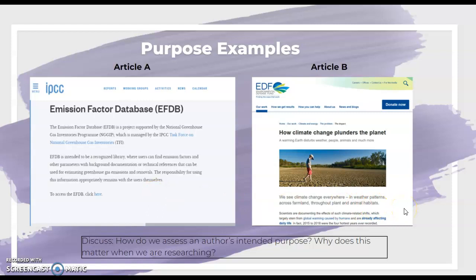On the right-hand side, Article B says how climate change plunders the planet. A warming Earth disturbs weather, people, animals, and much more. So we have a much more biased, unobjective, we call that subjective, view on the right-hand side. I'm not sure that Article B is credible. It is particularly asking if you can help, how we get results, donate now.